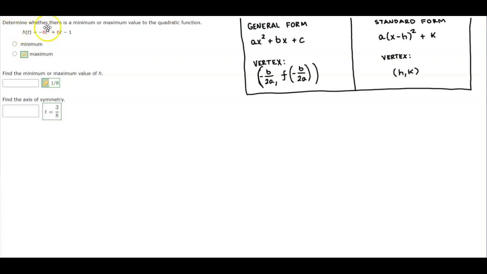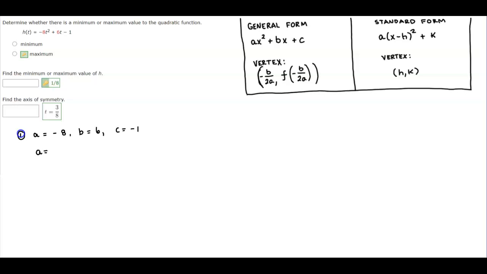Okay, here we want to determine whether there is a minimum or maximum value to the quadratic equation h of t is equal to negative 8t squared plus 6t minus 1. So, first thing we want to do is recognize what a, b, and c of our function are. a is negative 8. We know that b is 6. And we know that c is equal to negative 1.